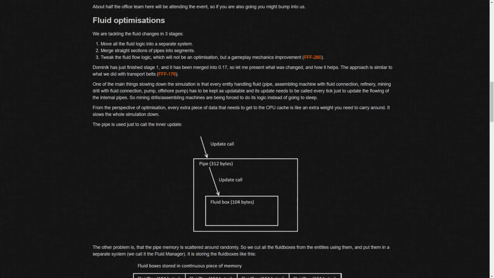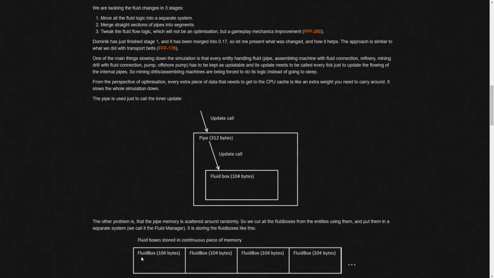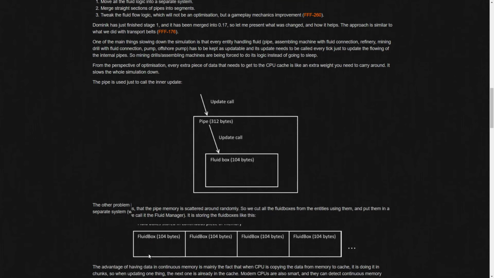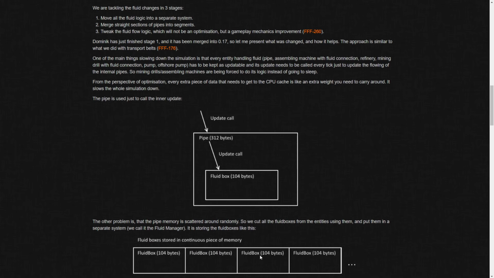So then the other problem is that the pipe memory is scattered around randomly. So we cut all the fluid boxes from the entities using them and put them in a separate system. We call it the fluid manager. It is storing the fluid boxes like this. So fluid box is stored in continuous piece of memory. So fluid box, fluid box, so on and so forth. All of these, it's just a continuous piece of memory of fluid boxes, pretty much.